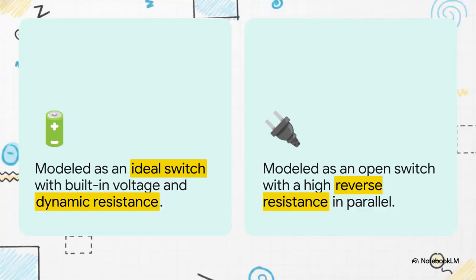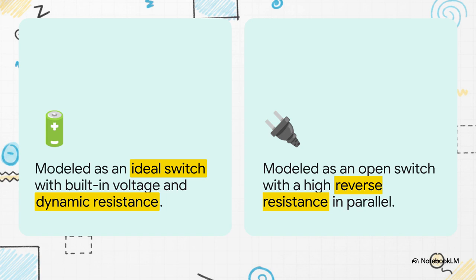Check out the stark contrast between these two bias states. In the Ford model, we replace the diode with three things in series: an ideal switch, a tiny battery that represents that built-in barrier voltage, and the dynamic resistance, that RD we literally just derived. That whole package perfectly mimics the Ford voltage drop.